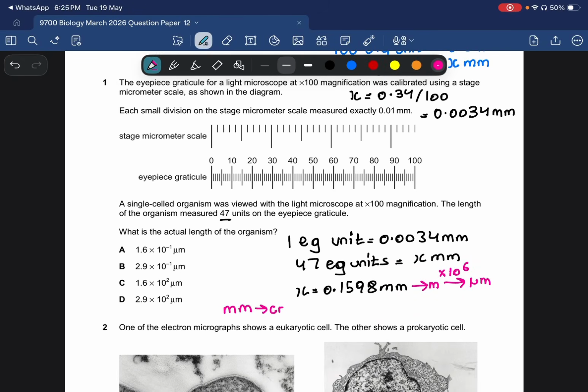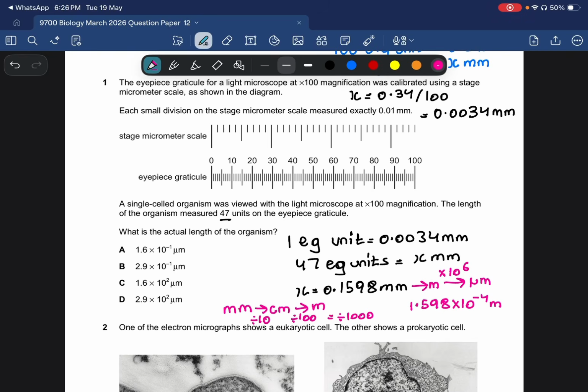Now, you do know how to go from millimeters to meters, right? Millimeters to centimeters is divided by 10, centimeters to meters is divided by 100. So, in other words, if this is divided by 10, this is divided by 100, this is overall divided by 1000. So 0.1598 millimeters when divided by 1000 becomes equal to 1.598 times 10 to the power minus 4 meters.